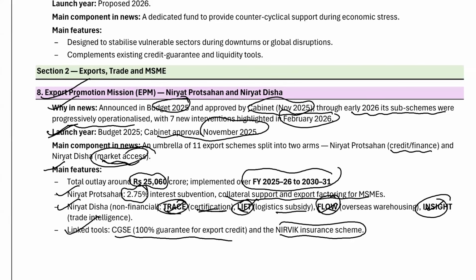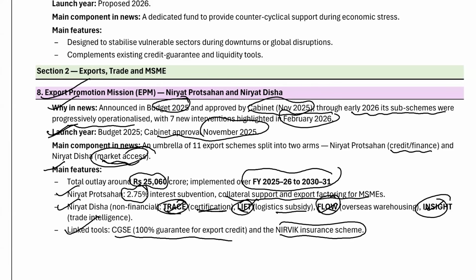This export promotion mission जिसमें दो पिलर है, निर्यात प्रोत्साहन and निर्यात दिशा. निर्यात प्रोत्साहन is telling about the credit and finance, whereas the outlay आप पढ़ लेना. Is it clear? How much? It is 25,060 ठीक है, करोड़. Now try to understand निर्यात दिशा is under the four things, that is trace, lift, flow, insight. Are you getting my point? Why? Because it is market access. Is it clear?